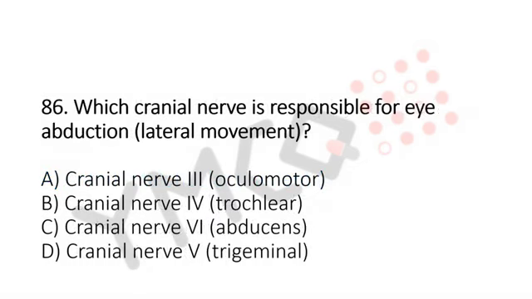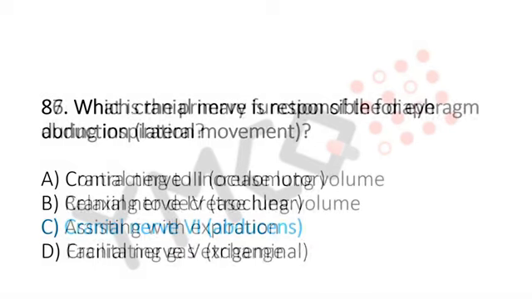Which cranial nerve is responsible for eye abduction, lateral movement? Option A, cranial nerve 3, oculomotor. Option B, cranial nerve 4, trochlear. Option C, cranial nerve 6, abducent. Option D, cranial nerve 5, trigeminal. And the answer is option C, cranial nerve 6, that's abducent. Now let's move to question number 87.